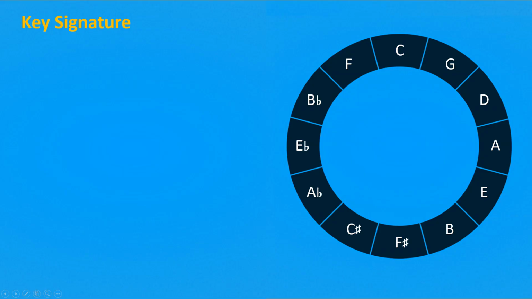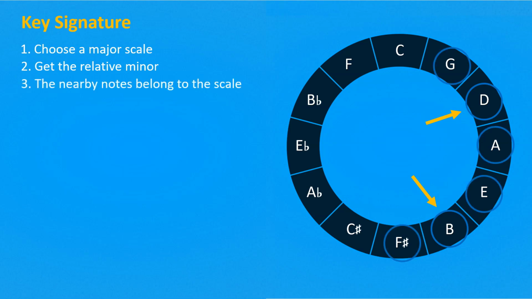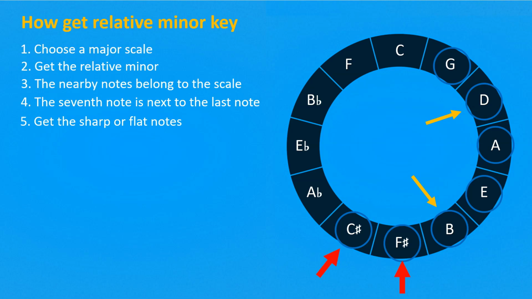Trick number 3. Key signature. Let's see how to get the key signature. Choose the major scale, for instance D major. Get the relative minor, B minor. Remember that D major and B minor have the same notes. The nearby notes of D and E belong to the scale. The seventh note is next to the last note. Get the sharp or flat notes, that in our example are F sharp and G sharp.